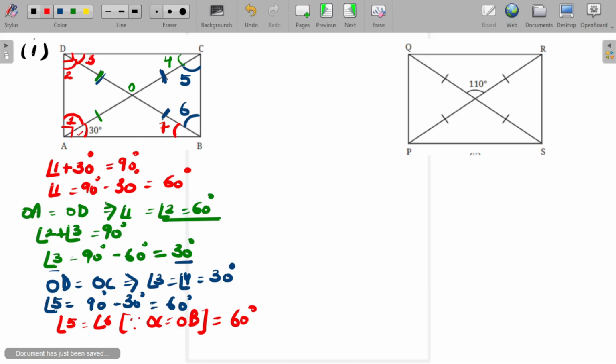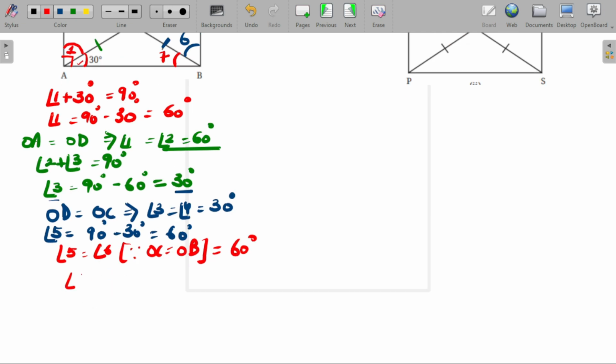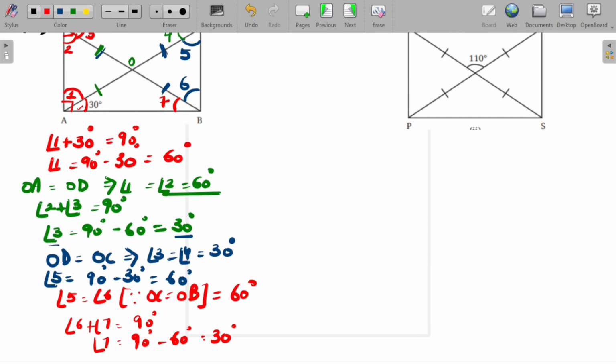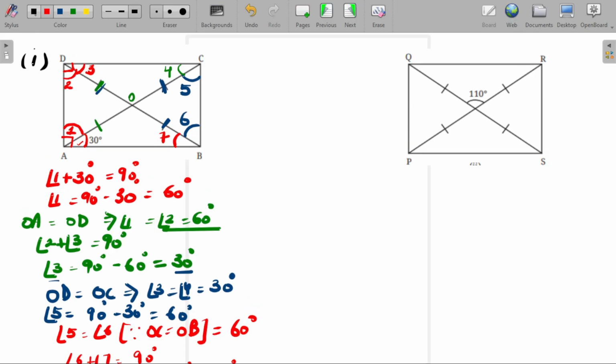So angle 6 plus angle 7 is equal to 90°, which leads us to angle 7 equals 90° minus 60°, which is 30°. Hope these are clear to you. But we are still left with some angles of this rectangle. This is angle number 8, angle number 9, angle number 10, angle number 11. Solve them now. This is easy.